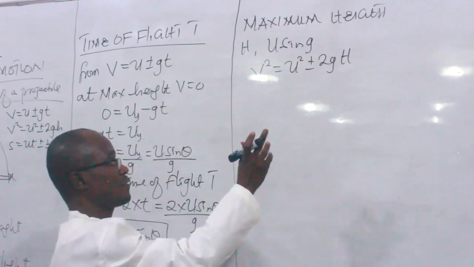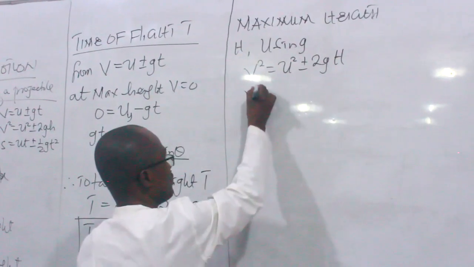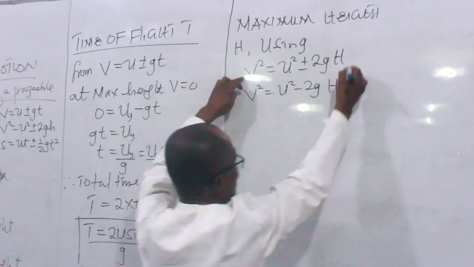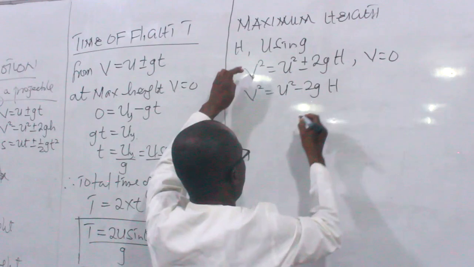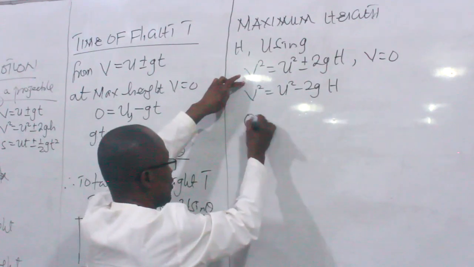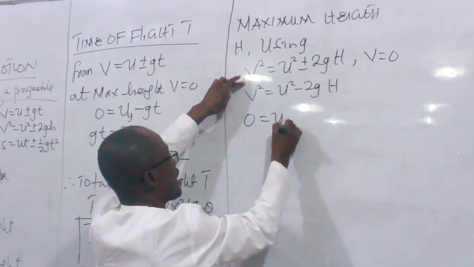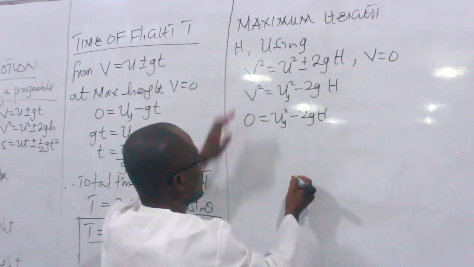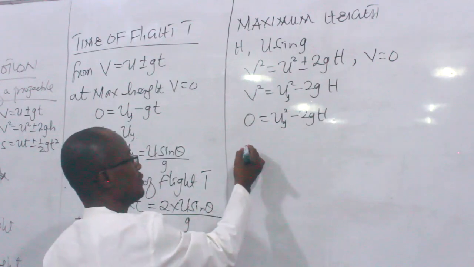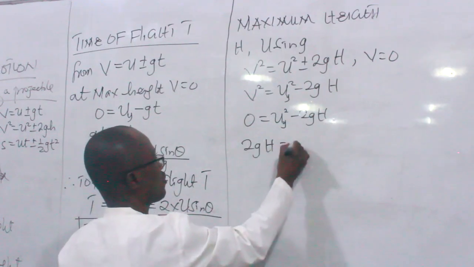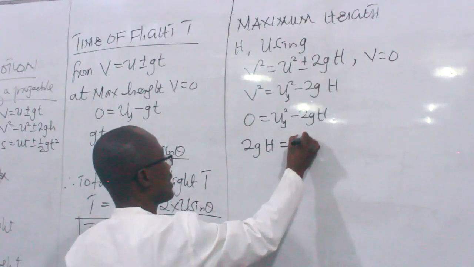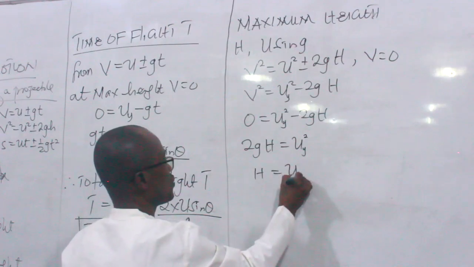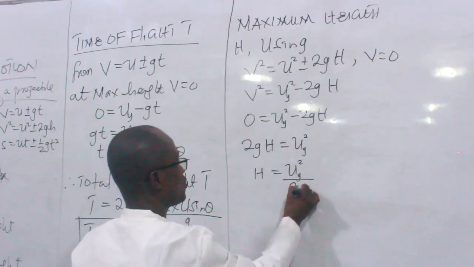Now the body is moving against gravity. Definitely we have V squared equals U squared minus 2GH. At the maximum height, V equals 0. At the same time, we have 0 equals Uy squared minus 2GH. Then solving for H, that will give you 2GH equals Uy squared. Then we have H equals Uy squared over 2G.